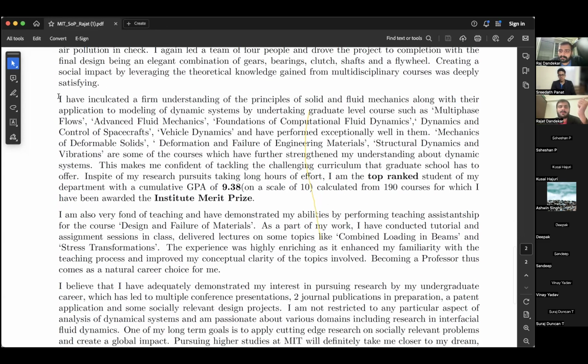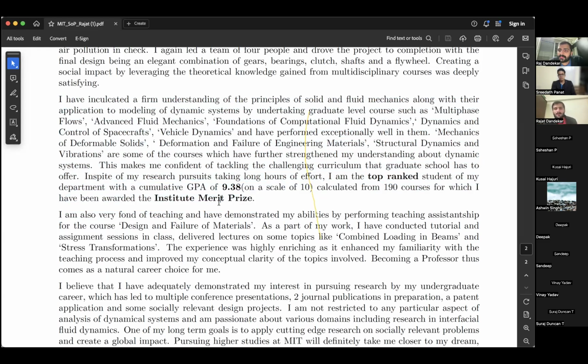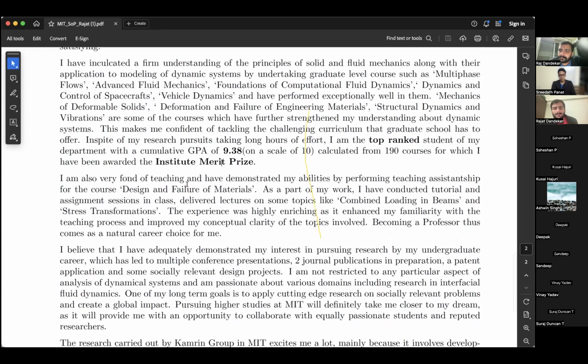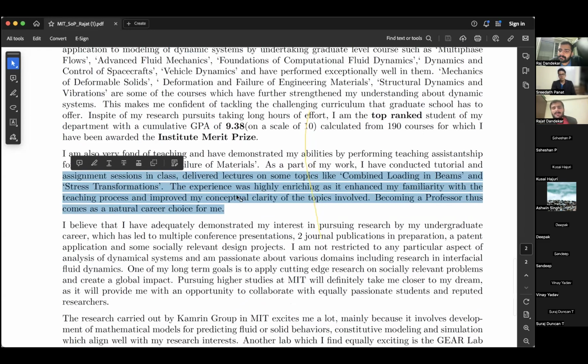Then I mention the courses that I have taken as a part of my college work, and all of these courses are linked to the thread. I also mention the GPA, and then some of the work that I have done as a part of my teaching assistantship. The reason I mention this is because I wanted to apply for a PhD. When you're applying for a PhD, people look at a combination of your research skill set as well as your teaching skill set. So I wanted to demonstrate through this document that I am equally good at both.